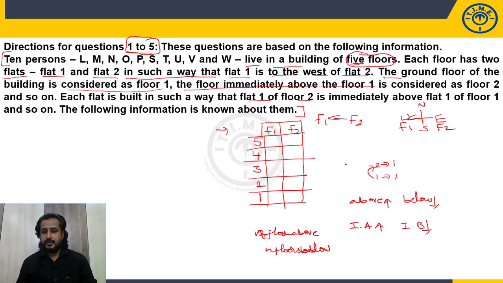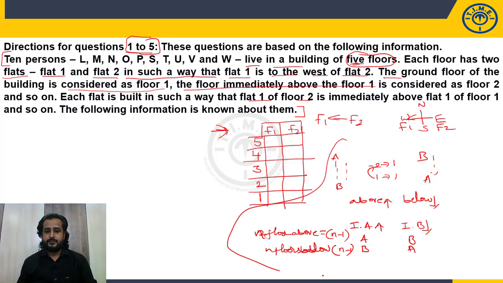Above means it can be anywhere. A is above B means it can be anywhere. Below means A is below B, it can be anywhere. Immediately above means it should be like this. Immediately below means it should be like this. N floors above means n minus 1 gaps. Even n floors below, also how many gaps? N minus 1 gaps. This is common for floors.